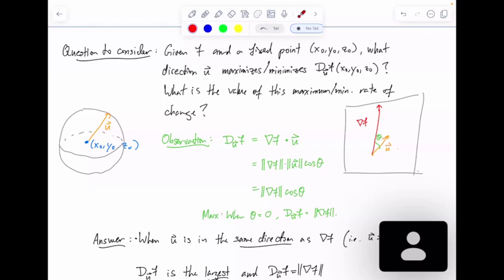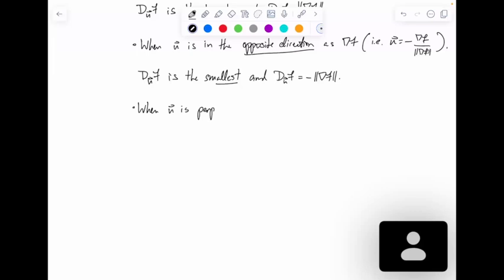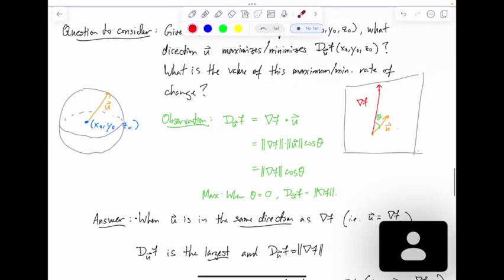Now, the question is: which directions do you have to fly in to have your temperature not change at all? In other words, in which direction u do you have to be for this to be 0? Right, so you have to be 90 degrees. So when u is perpendicular to grad f, your rate of change is 0 at that point. All right, so this could all be read off of this relationship here.